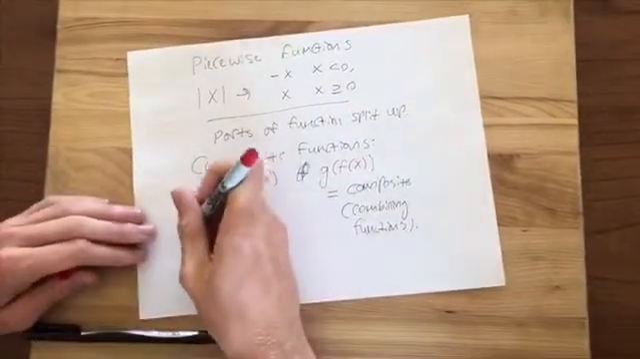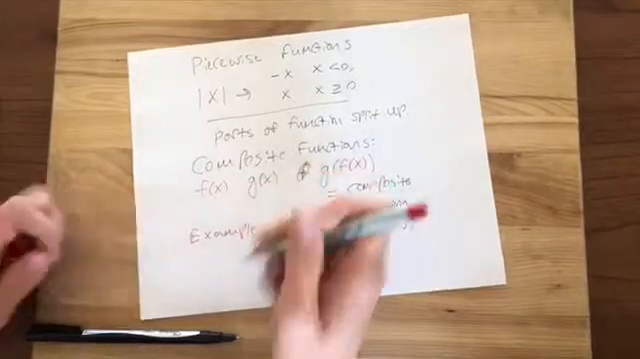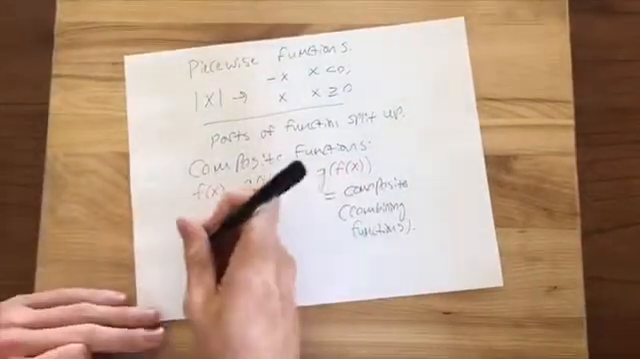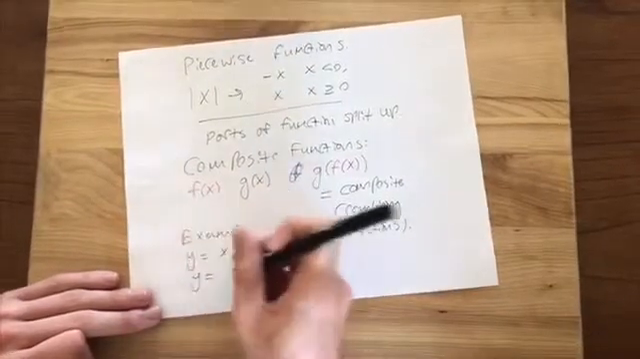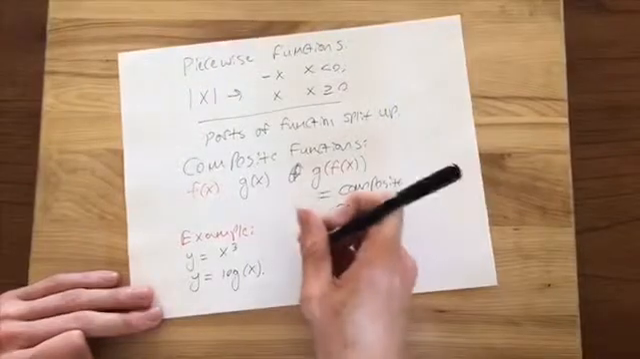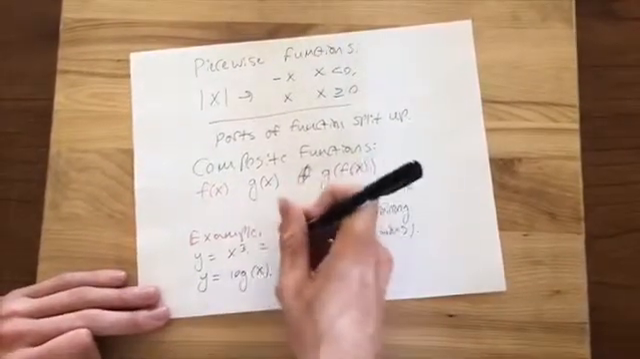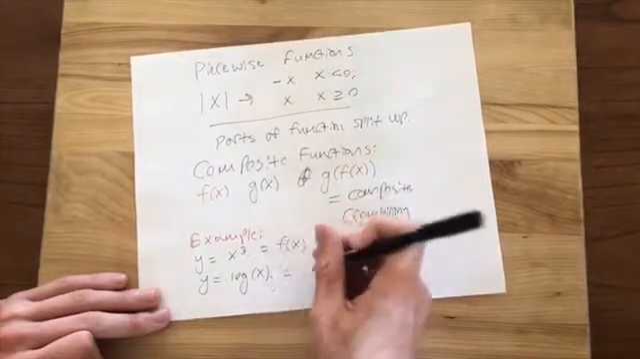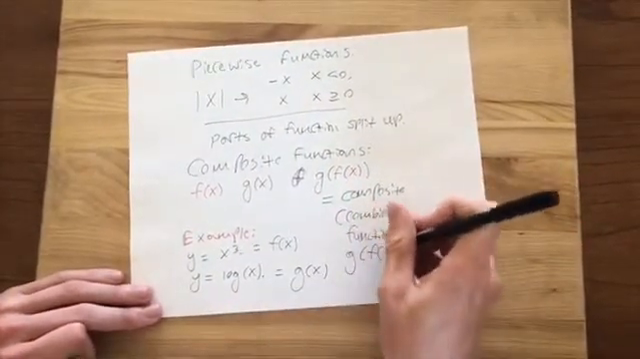So that's basically what a composite function is. For an example here, we can see there are some common composite function examples. So y equals x cubed, say that's one of our functions, and then we also have y equals log of x. And so if we want to combine these two functions, we can say that x cubed is f of x, and then log of x is g of x, and we can say g of f of x.